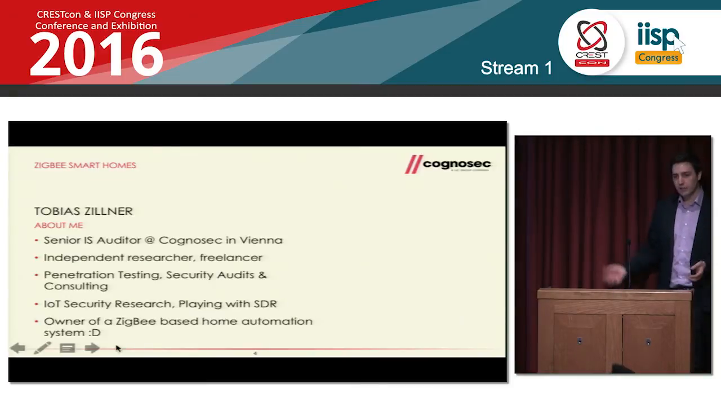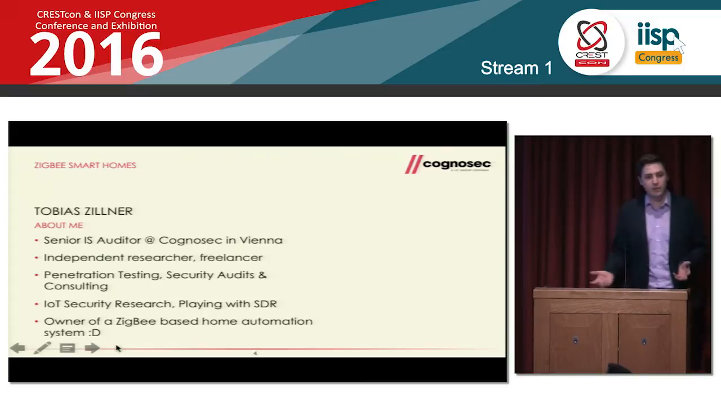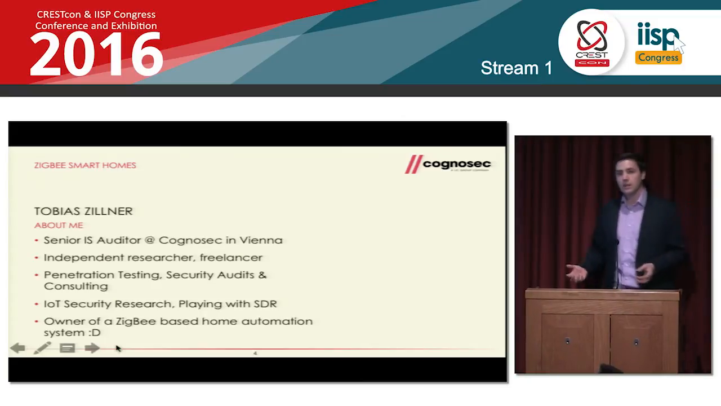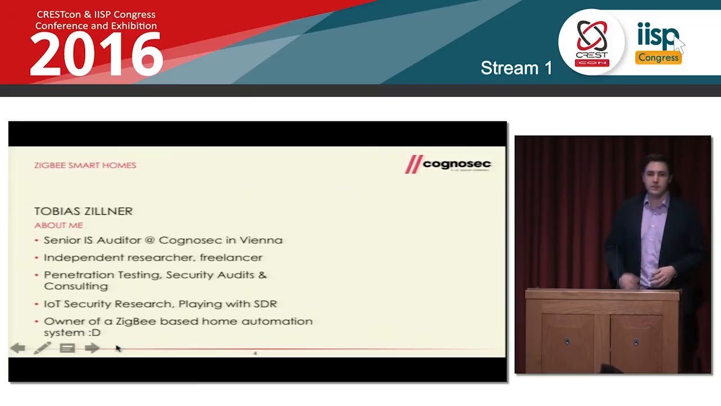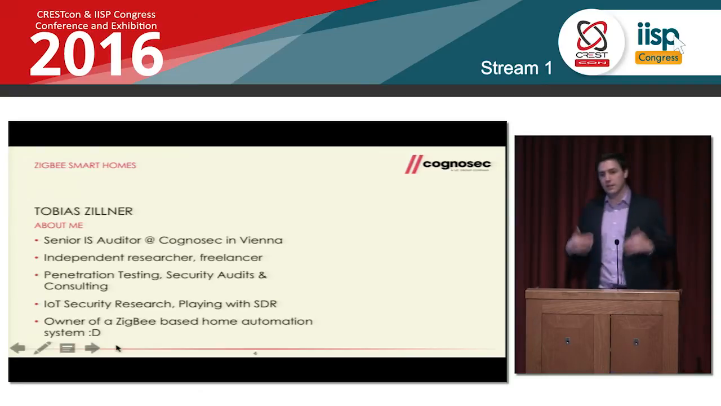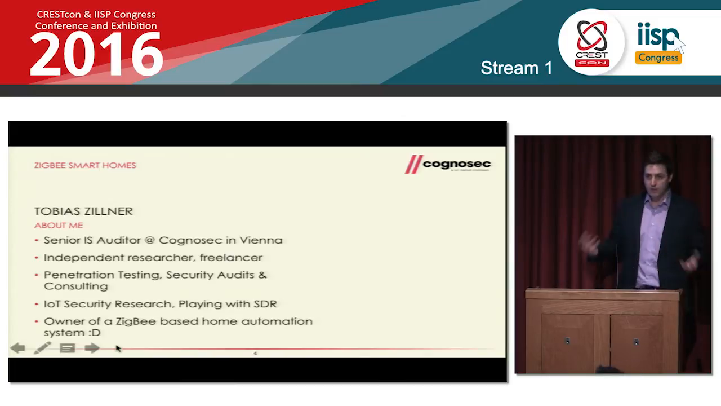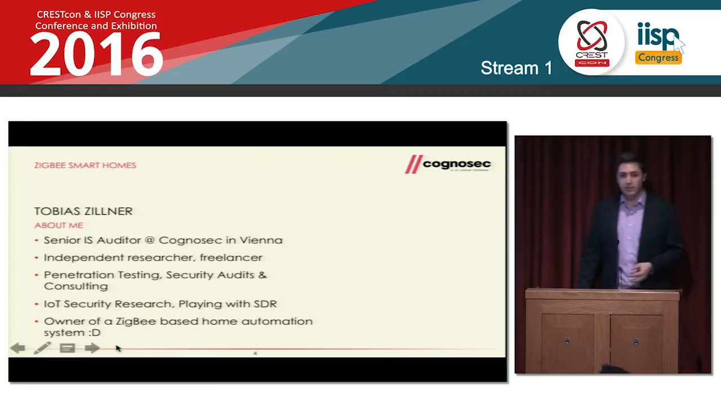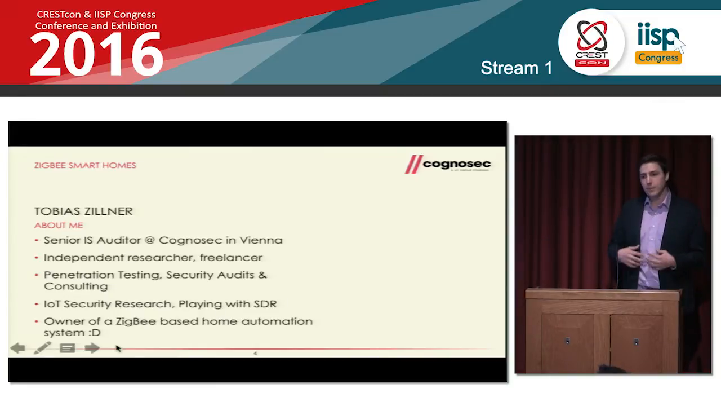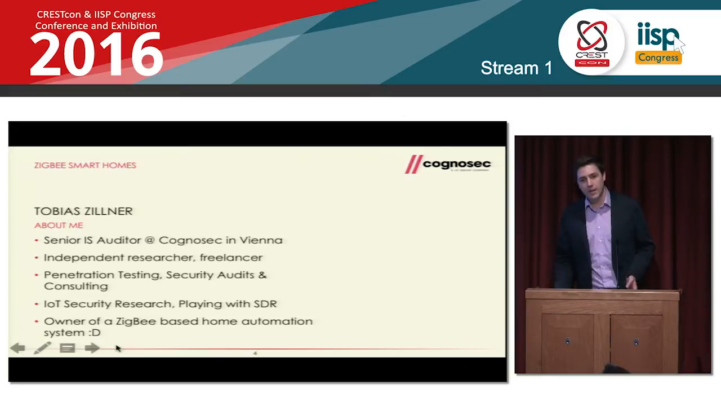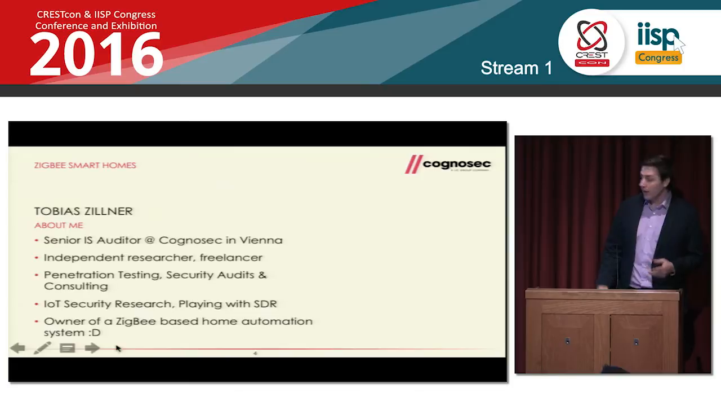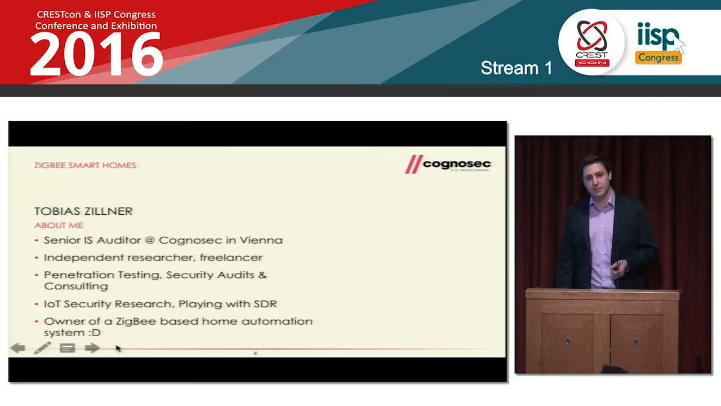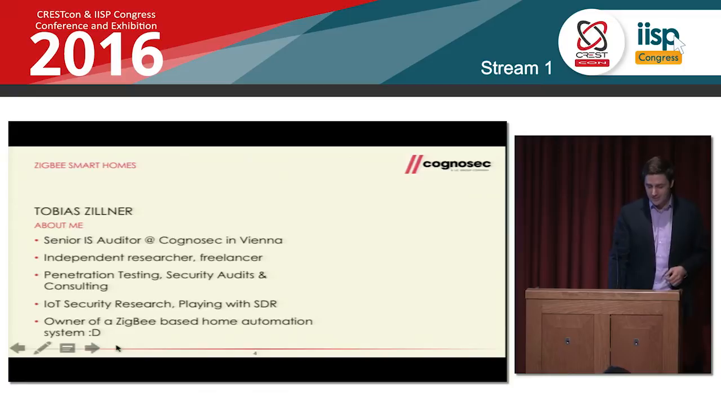So let me first introduce myself. My name is Tobias. I work as Senior Information Systems Auditor at Cognosec in Vienna. We are an IT security company. There's penetration testing, security consulting, and a lot of PCI stuff. What I do for work is mostly penetration testing, so the technical side. And I also work as an independent researcher on wireless security topics. Again, I'm very interested in the IoT stuff. I love to play with software-defined radio to analyze wireless communication. And I also own a ZigBee-based home automation system myself, actually the one we tested.